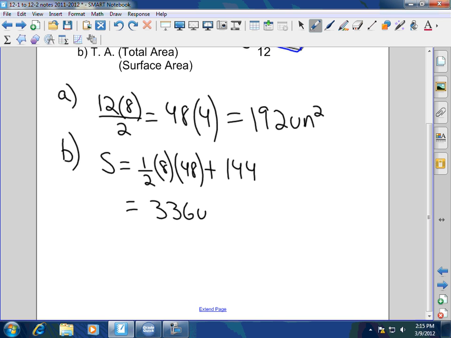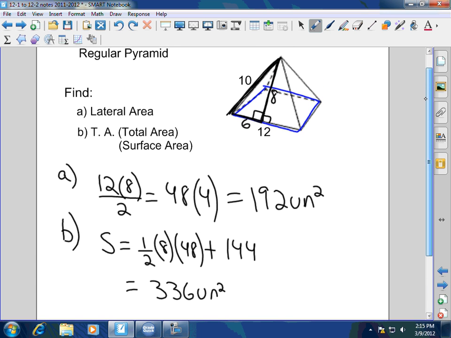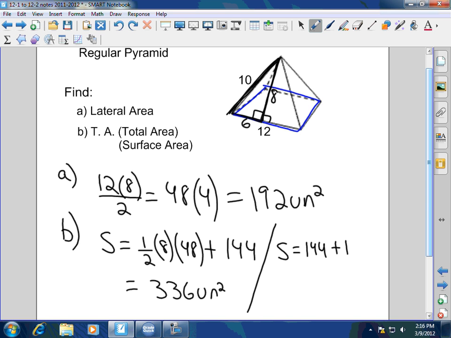336 units squared. Now, we use that formula because we already had the slant height and it was a regular pyramid. But we could have used the other formula since we already knew our lateral area. What is the area of the base here? 144. What's 144 plus the lateral area of 192? 336. So if you find a lateral area, whether it's a regular pyramid or not, if you have the lateral area already, just add that to the base area and you're done.